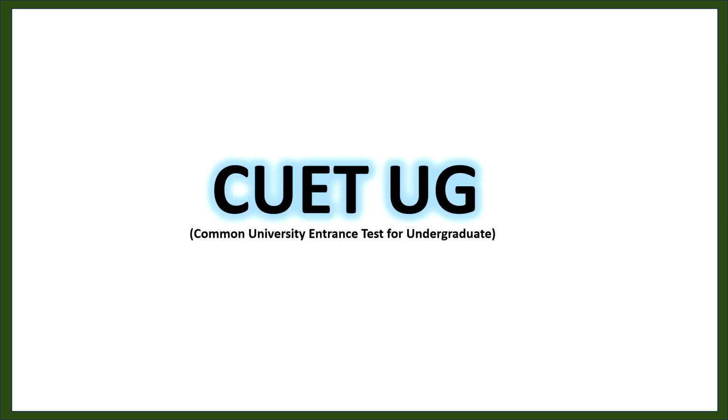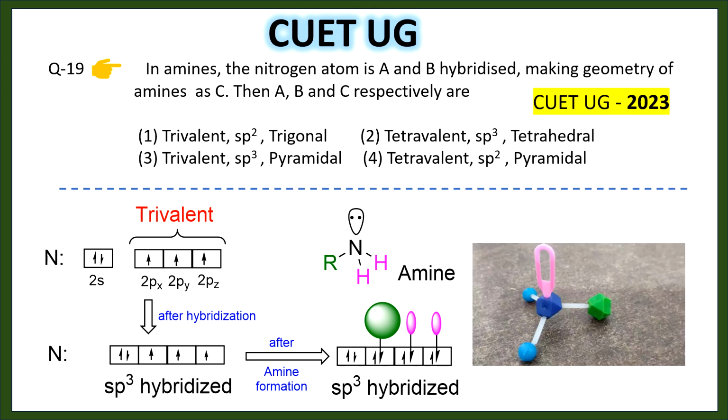Now another question is from the exam CUET UG, Common University Entrance Test for undergraduates. Now the question is, in amines, nitrogen atom A is B hybridized and makes the geometry of amines C. Then A, B, C respectively are, these are the options, we have to find out which. First let's do this problem, the solution.